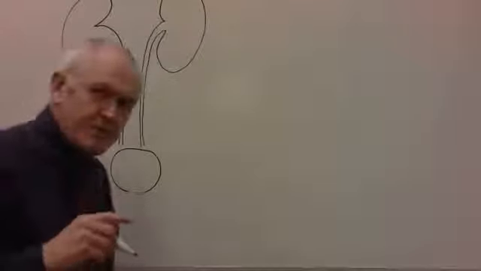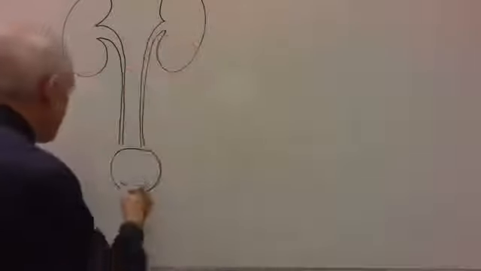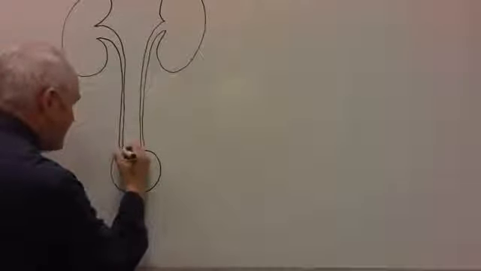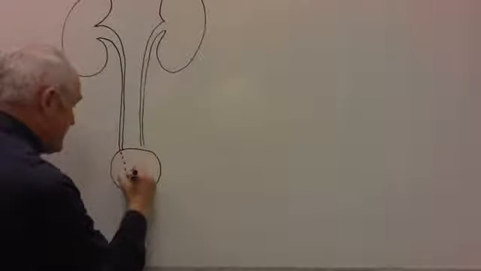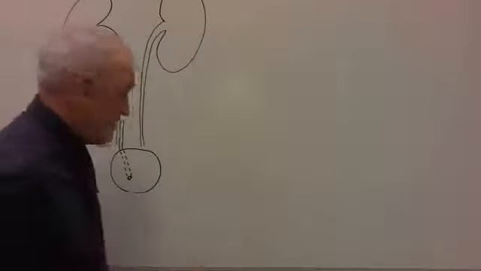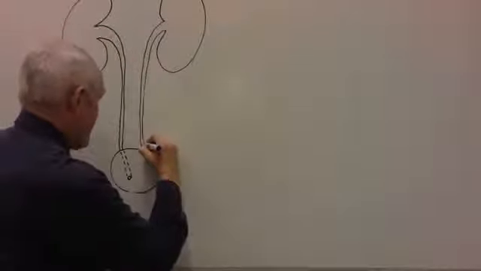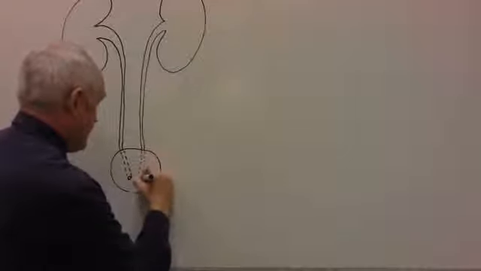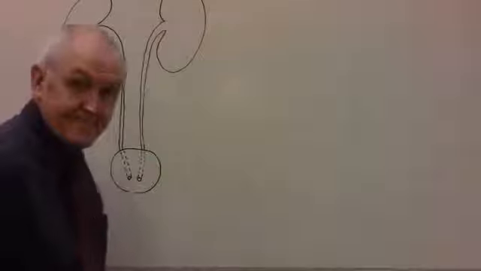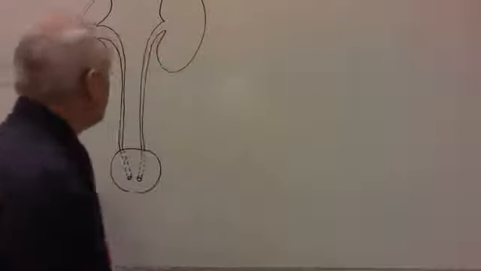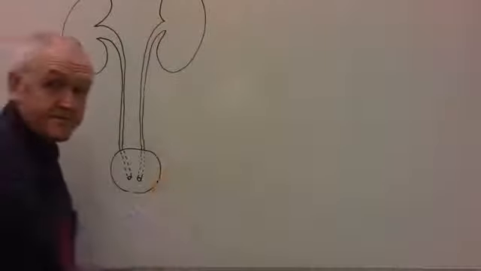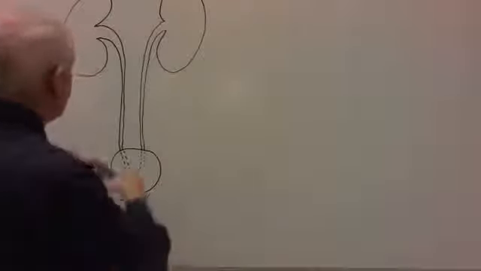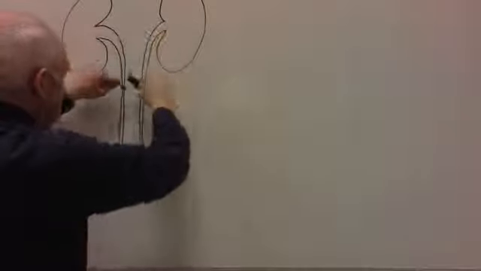Now the ureters go in behind the bladder. So the ureters actually pass behind the bladder here like this, and they go in near the base of the bladder. So the ureters are entering behind the bladder towards the base. So the urine is going to be produced in the kidneys. That urine is going to travel down the ureters.